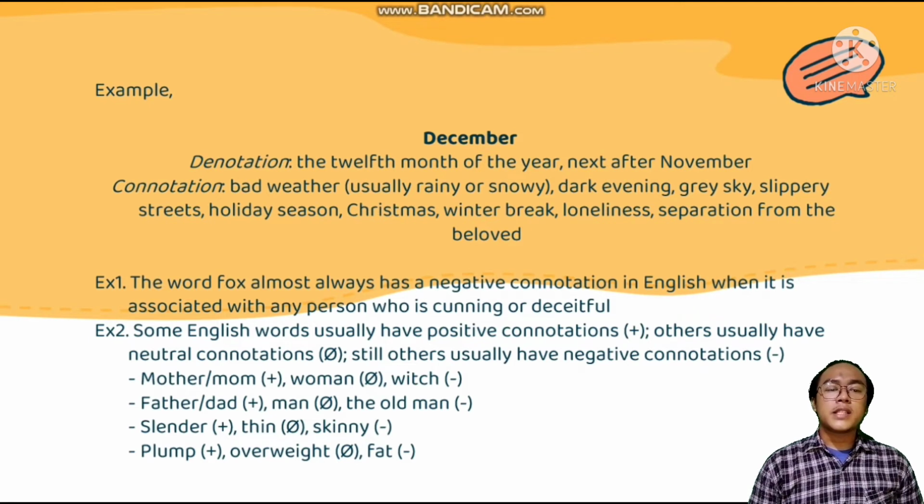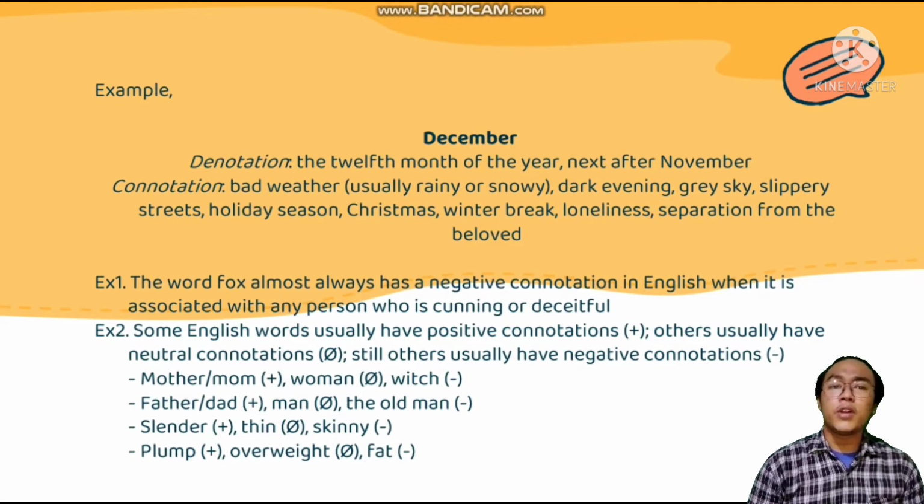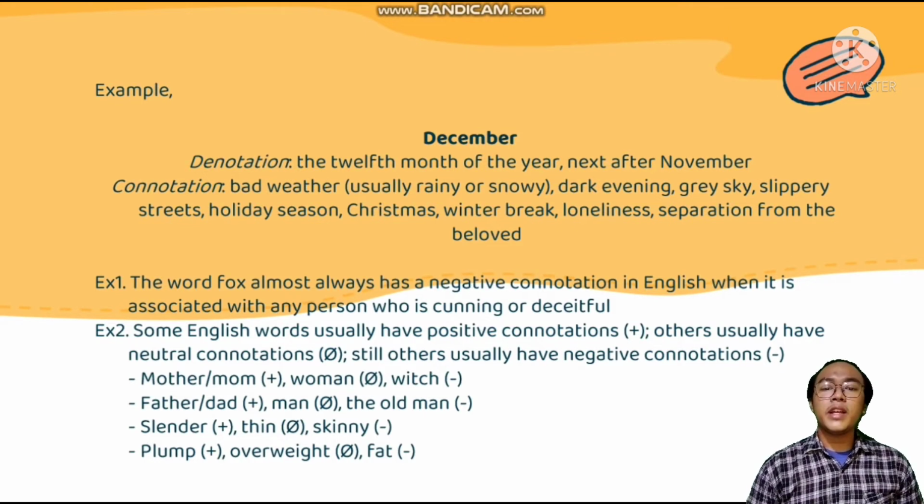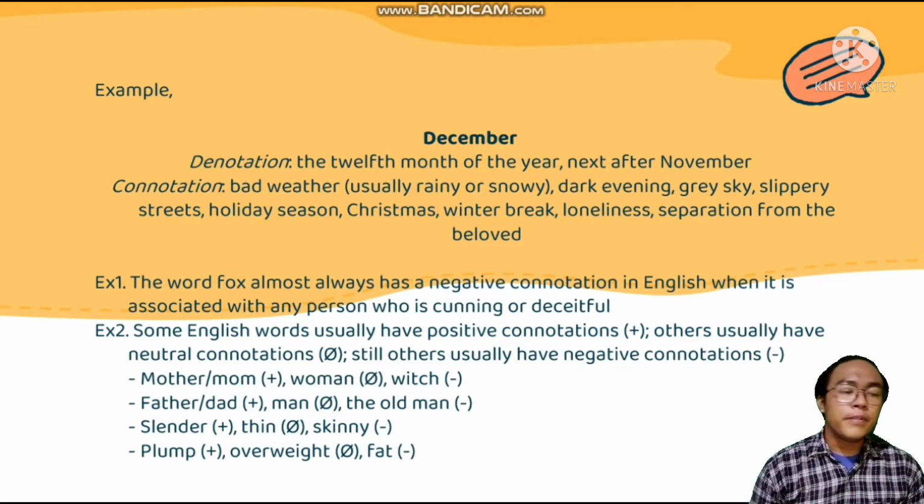And the last example is December. In denotation, it is the 12th month of the year, next after November. In connotation, it is bad weather, usually rainy or snowy, dark evening, gray sky, slippery streets, holiday season, Christmas, winter break, lonely lines, separation from the beloved.